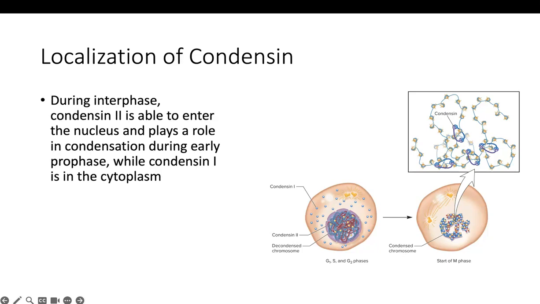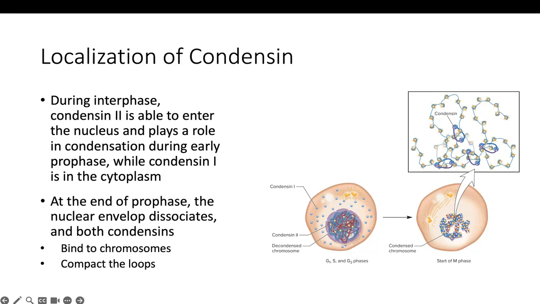Condensin is actually found in the cytoplasm, and during interphase, condensin 2 enters the nucleus and begins the process of folding up the loop domains. However, the final condensation into the metaphase chromosome doesn't actually occur until the end of prophase in mitosis, when the nuclear envelope dissolves and condensin 1 can bind to the DNA and complete the final compaction of the chromosomes into what we recognize as the metaphase chromosome dyad.